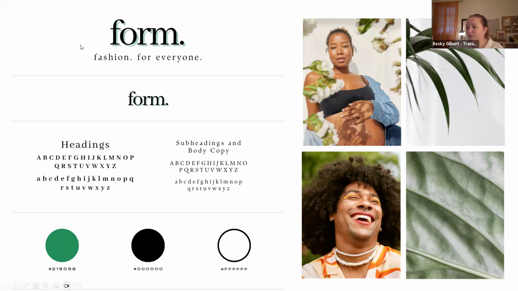So this is that same example business from before, the luxury, ethically minded, inclusive boutique. This is an example of what that brand might look like. She's used a formal upscale serif font, which again is a font that we associate with luxury and timelessness. She's used very simple colors, including a green, which is conveying that eco-friendly, ethically minded, clean image.